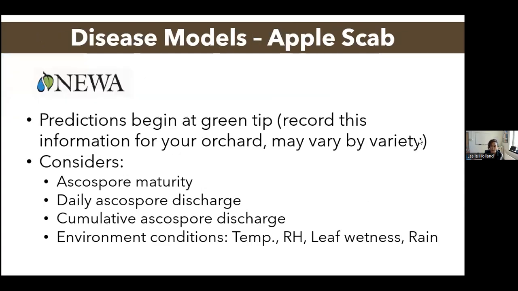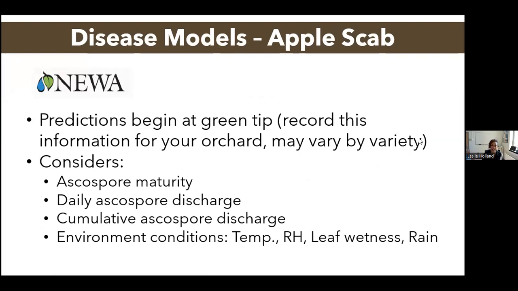So I mentioned disease models. What we recommend and encourage folks to use are the models that are built in through NEWA, and there's a model for apple scab in this. And so these predictions begin at green tip. So this is really important information for you to record in your orchard, keeping in mind that it may vary by variety. So you can take this information and plug it into NEWA, where they'll have different stations, hopefully one close in your area.